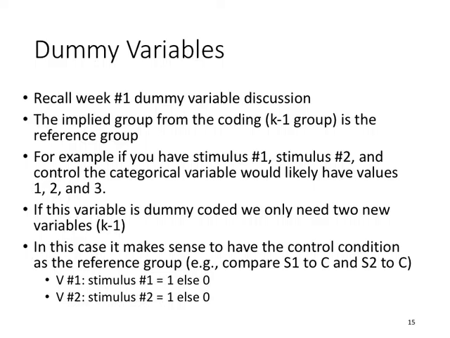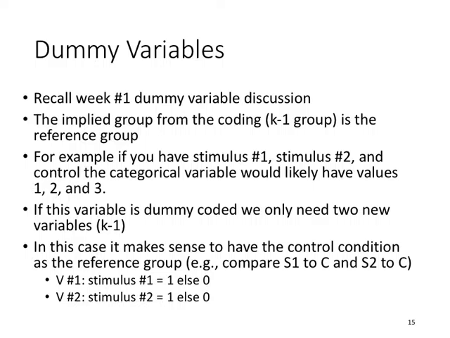So it's just nominal. And in SPSS, stimulus 1 might be 1, stimulus 2 might be 2, and control might be 3. But you could do it some other way too. It could be 0, 1, 2, 3, doesn't matter. The numbers don't matter because it's a categorical variable. But for this example, let's say we did do 1, 2, and 3.